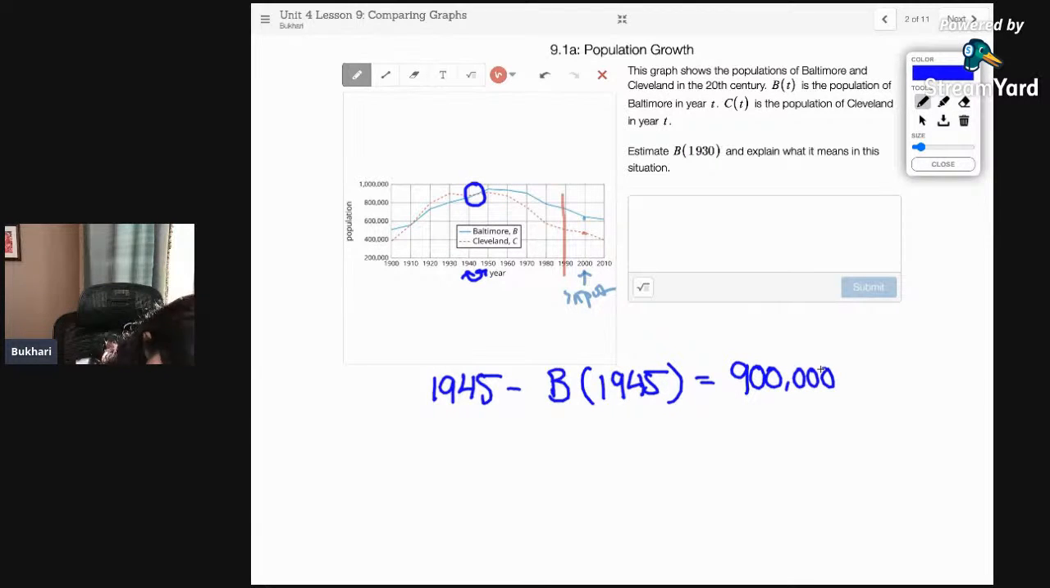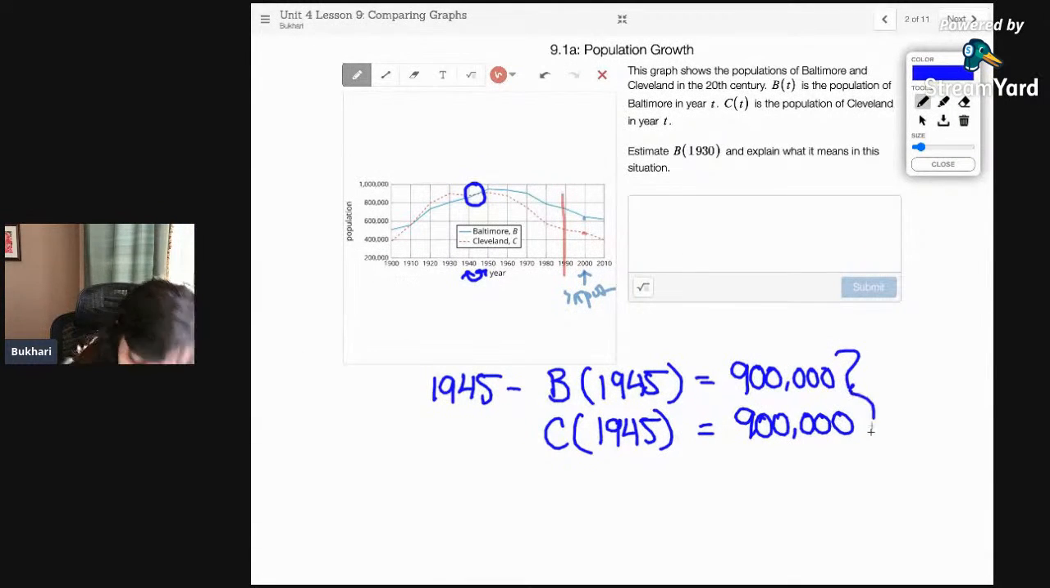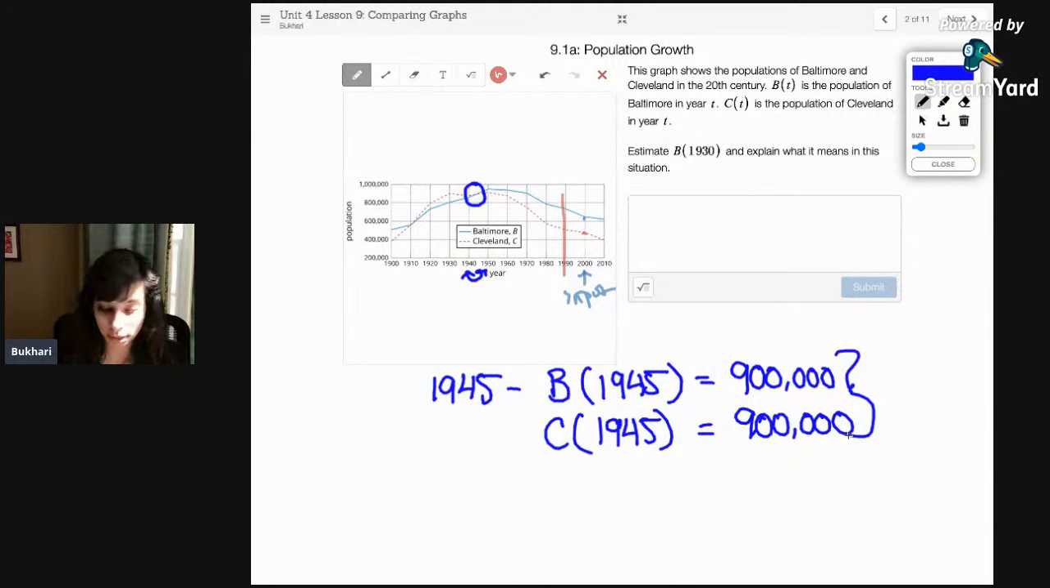I also know that at the same time in 1945, my population of Cleveland was also 900,000. And so these two populations are the same. Intersections in the graph represent when my input and my output values are exactly the same. And this is significant in many ways. It can help us find issues of population, distance and time. We'll be talking a little bit more of that throughout this lesson.